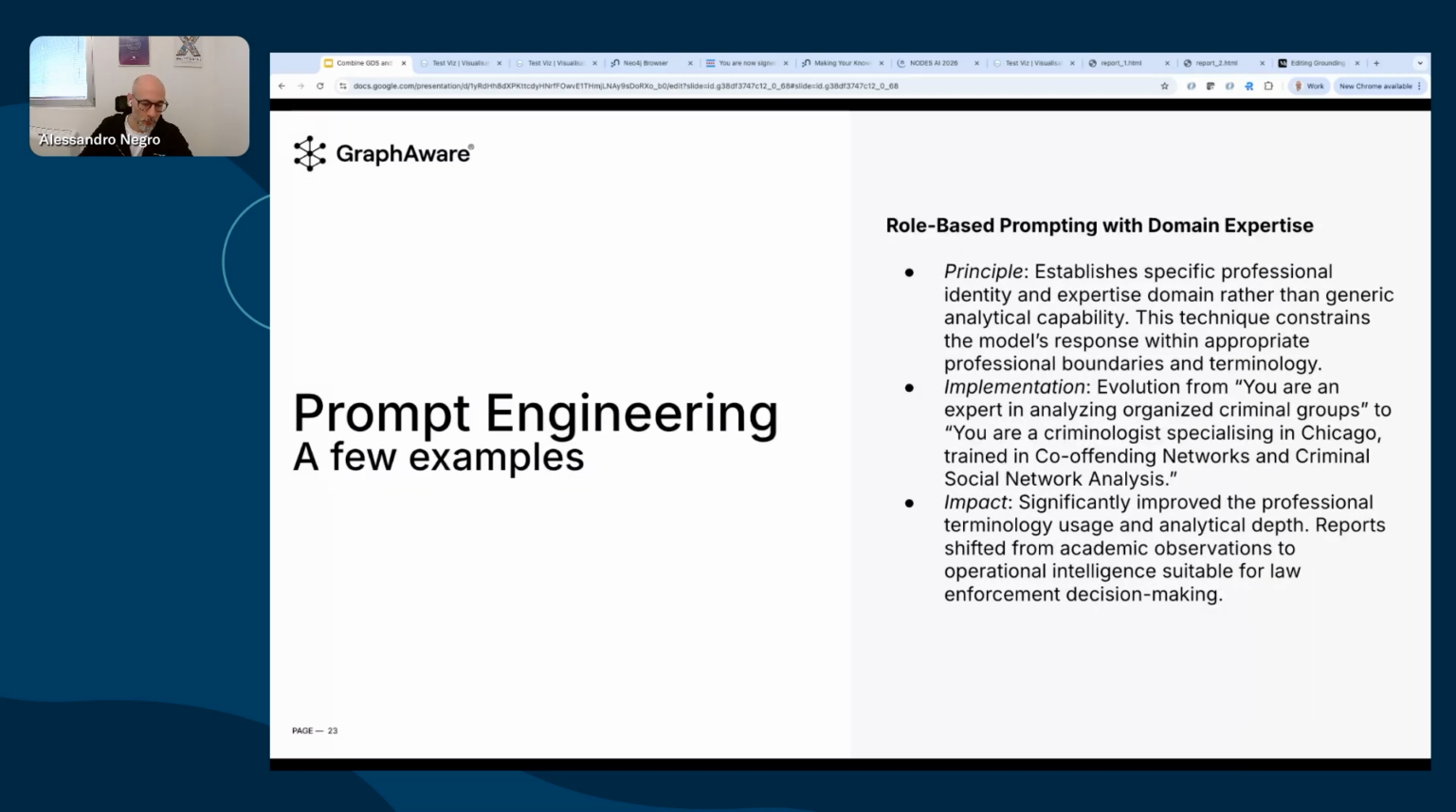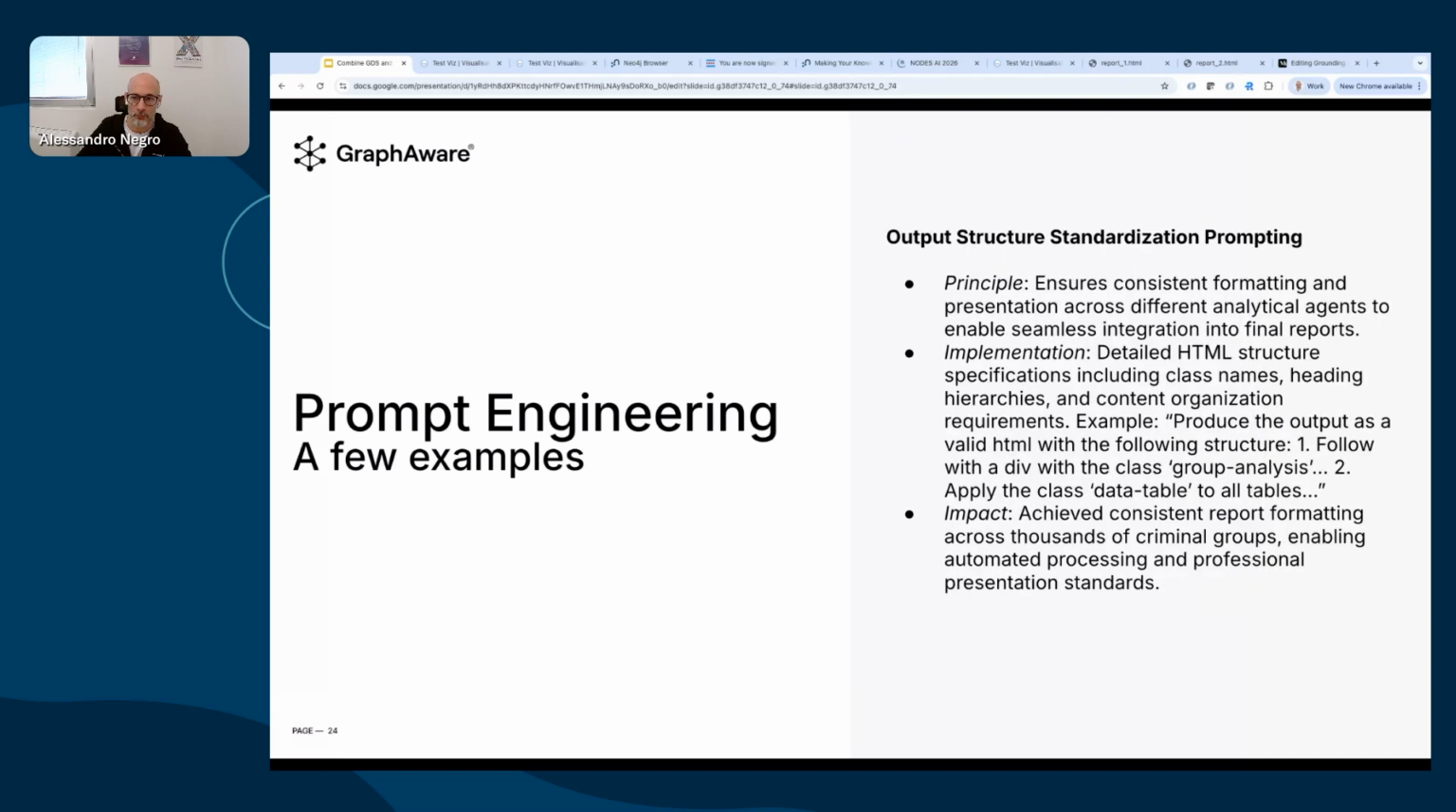But let me quickly go through a few examples of the prompt engineering techniques that we used. The first one was role-based prompting. So we literally changed the wording of the role from "you are an expert in analyzing organized criminal groups" to a more precise "you are a criminologist specializing in Chicago, trained in co-offending networks and criminal social network analysis." And this helped us to better frame the professional boundaries, and improved a lot not only the final quality, but also the terminology used in the report.